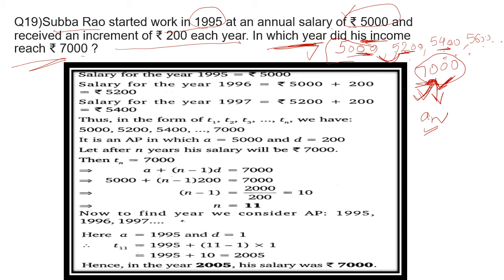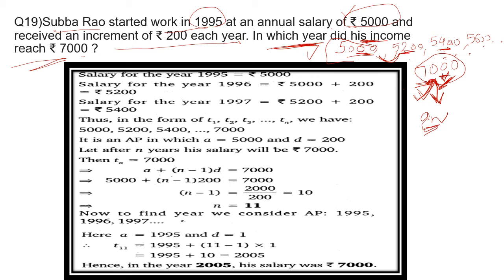D is constant here. So I can say it is forming an AP, and I don't know the position of this 7,000. I don't know at which year it will be. This is 95, this will be 96, this will be 97, and so on. But I don't know which year it will be. So I am going to assume this year as the nth year.